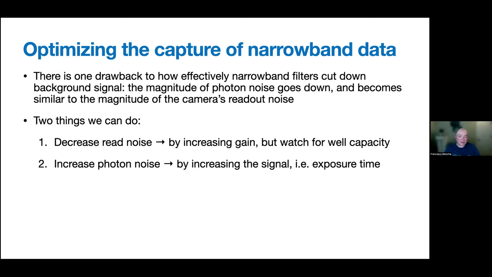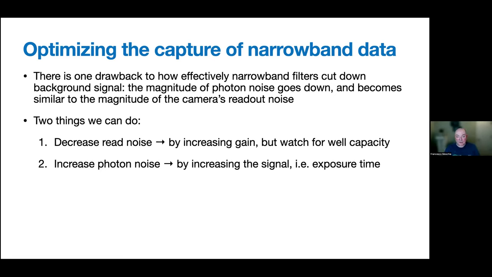You could decrease the read noise of your camera, which is possible to some extent, because typically most CMOS cameras and also CCD cameras, by increasing the gain, the read noise goes down. But one thing it's important to be careful about is to watch your well capacity. So most cameras, actually all cameras, have the largest full well capacity at low gain, where the read noise is higher, and the full well capacity decreases proportionally as you increase the gain.